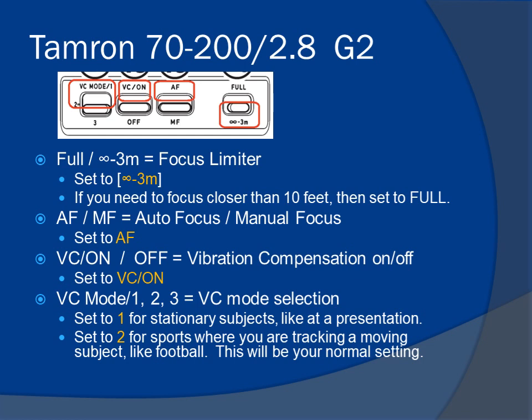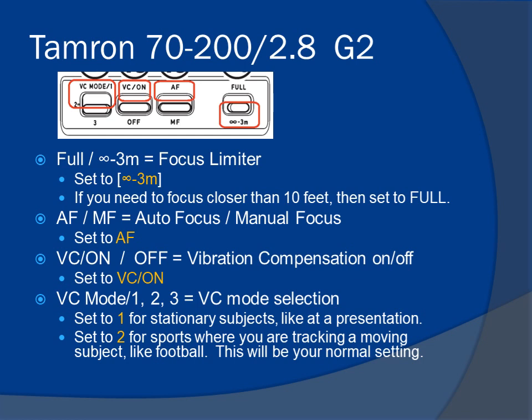AF/MF switch, autofocus manual focus. Set it to AF so the camera will focus the lens. If it's on MF, the camera will not focus the lens and it will just sit there. Next switch over, VC on. Vibration compensation. This is your image stabilization. Set to VC on.